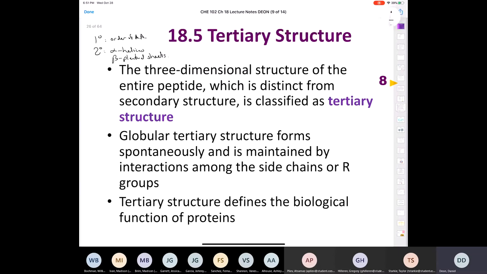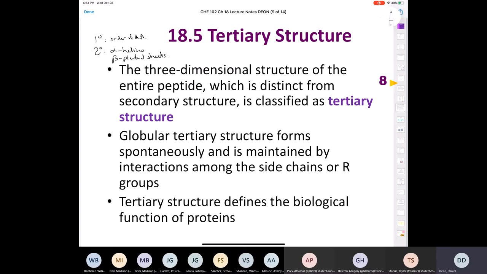So now we've moved on to tertiary structure. Now, the three-dimensional structure of the entire peptide, which is distinct from secondary structure, is classified as tertiary structure. Globular tertiary structure forms spontaneously and is maintained by interactions among side chains or R groups.